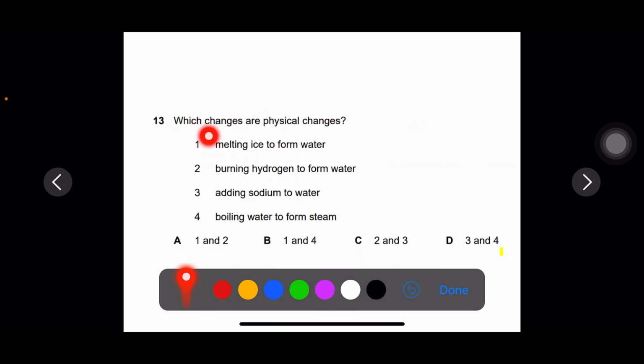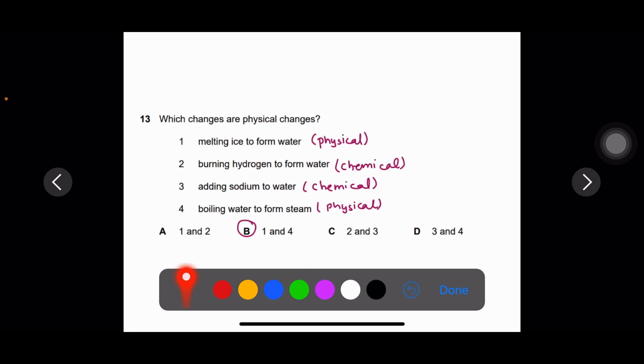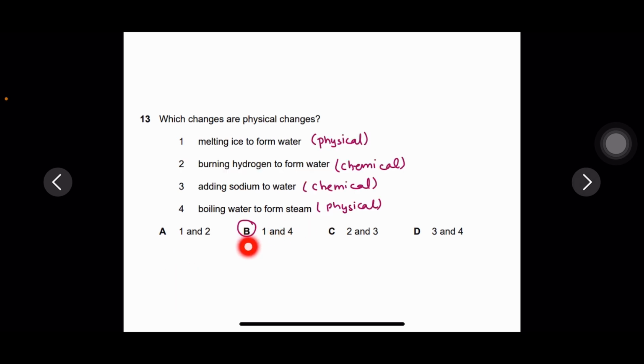Question 13. Which changes are physical changes? Melting ice to form water, melting, boiling, condensation, freezing, they are all physical changes. Burning hydrogen to form water, that is a chemical change. Adding sodium to water makes sodium hydroxide and hydrogen gas, which is a highly exothermic reaction, and it's a chemical change. Boiling water to steam is also a physical change. So it will be option B, 1 and 4.